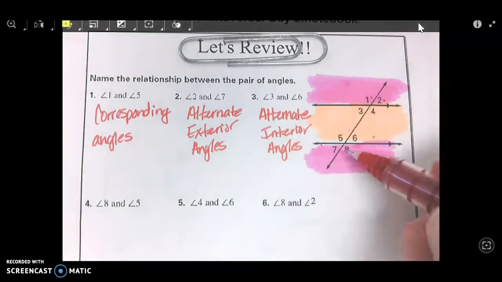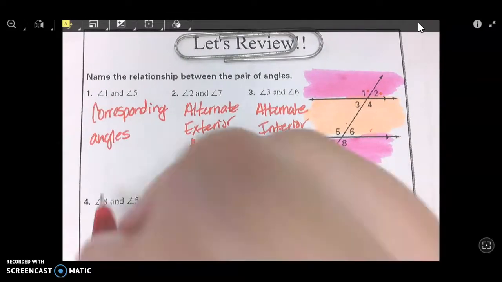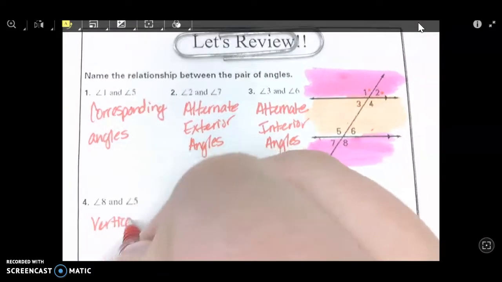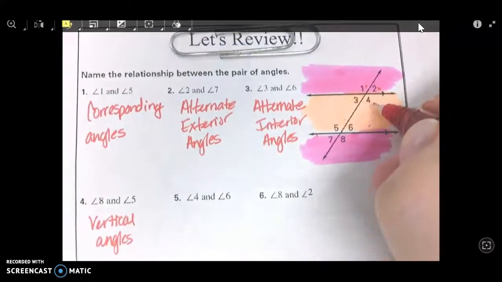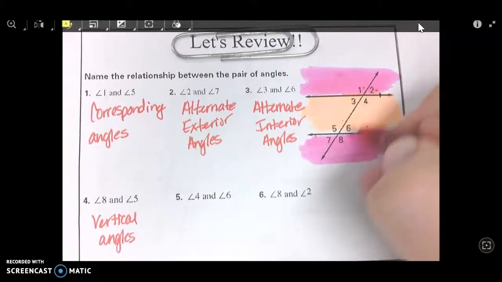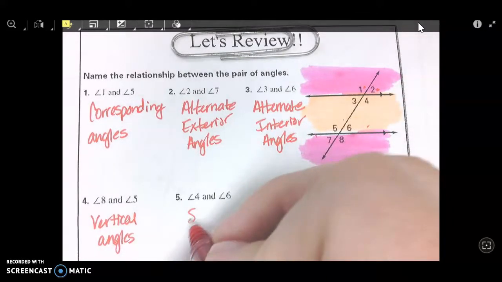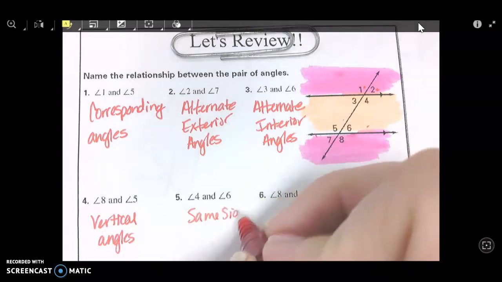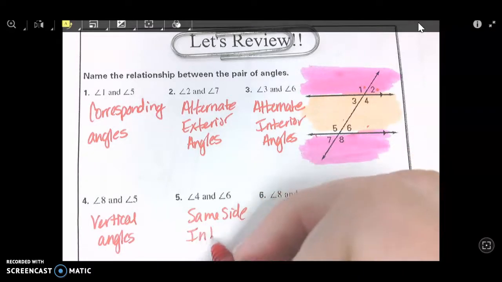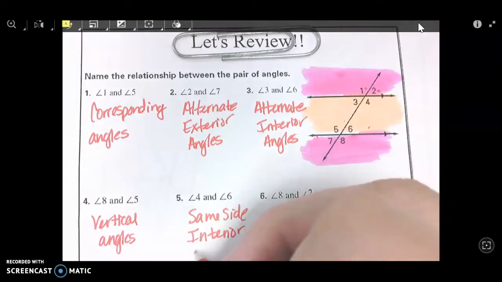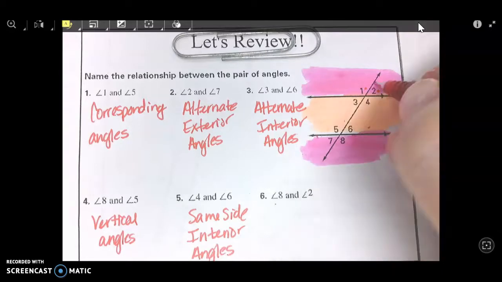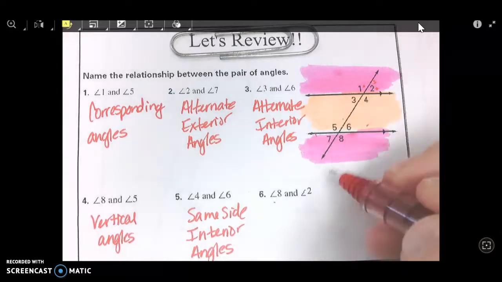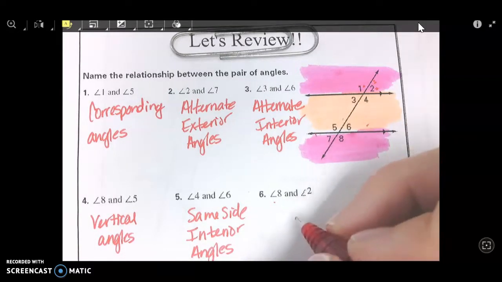Okay. 8 and 5 are going to be vertical angles. 4 and 6 are both on the inside, and they are only on the same side of the transversal, so they are same side interior angles. 8 and 2 are on the outside, on the exterior, so they are same side exterior angles because they're on the same side of the transversal.